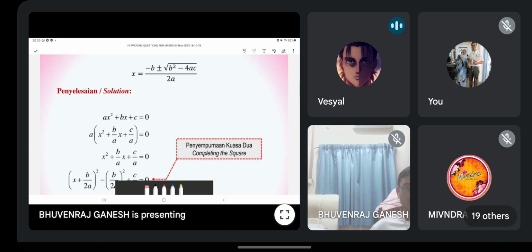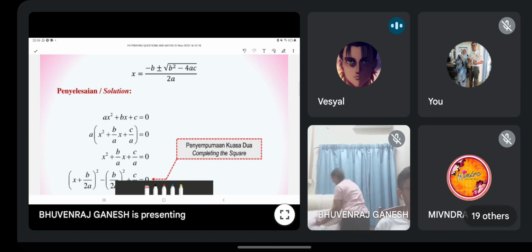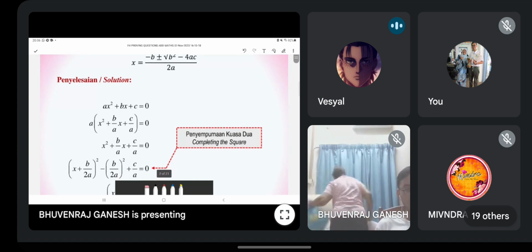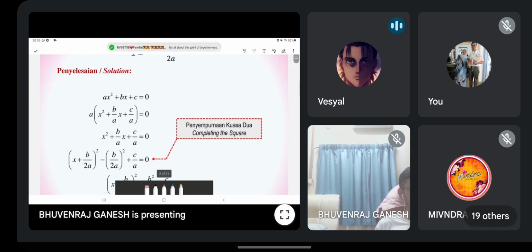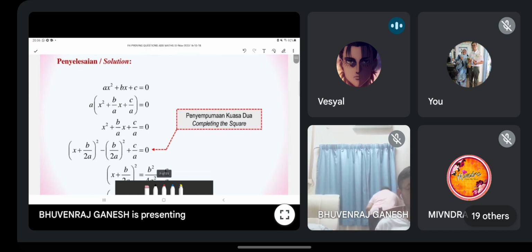As we all know, the normal quadratic equation is ax squared plus bx plus c equals 0. If you want to change this quadratic equation into the quadratic formula, the format to tackle this question is you must use the completing the square method. Your first step is to factorize a out. After you factorize a, you divide both sides by a, so that you get x squared plus b over a x plus c over a equals 0. Then we do the normal completing the square method. So you get that line.